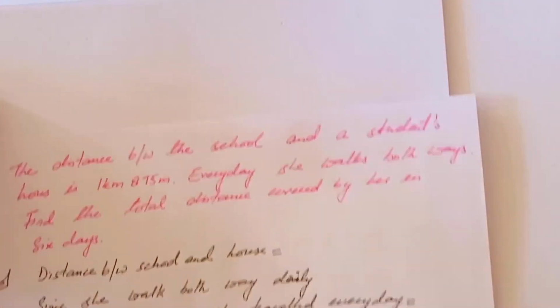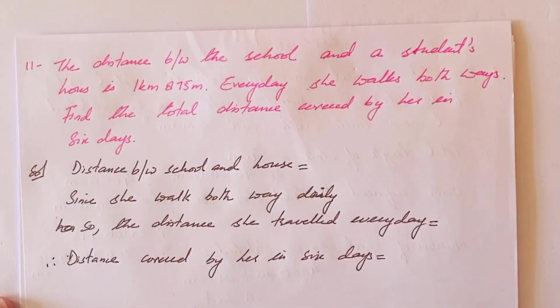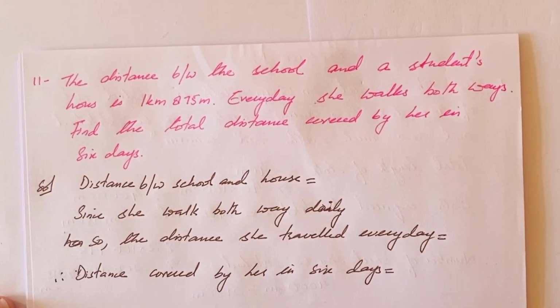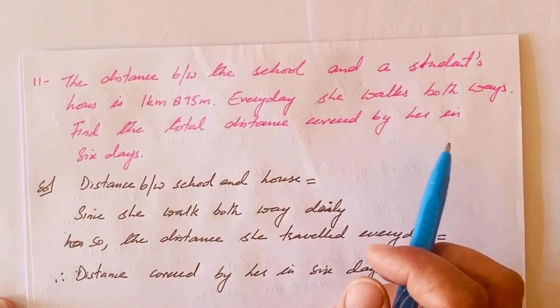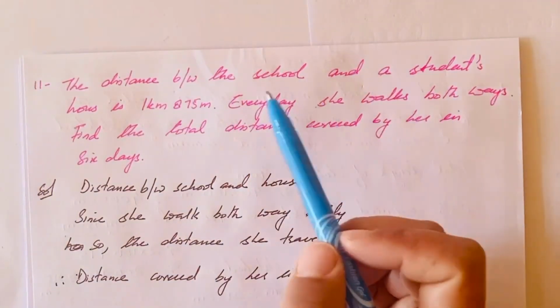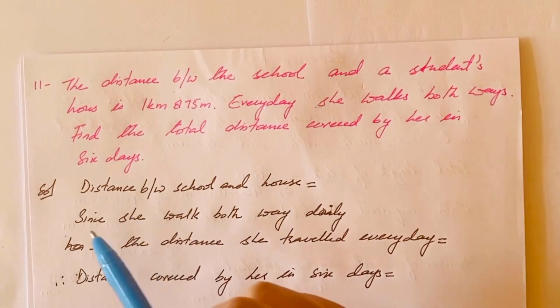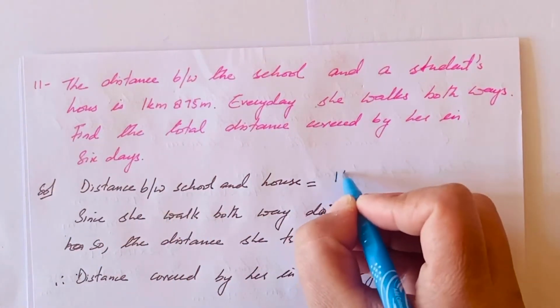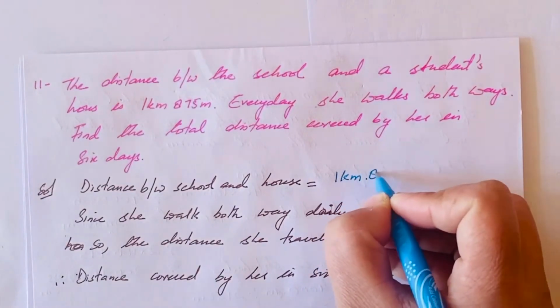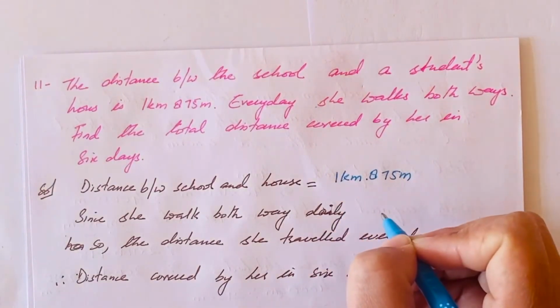Let's move on to question number 11, which says: the distance between school and the student's house is 1 kilometer 875 meter. Every day she walks both ways. Find the total distance covered by her in 6 days. The distance between the school and the house is 1 kilometer 875 meter. So what we have to do is convert this into meter, right?